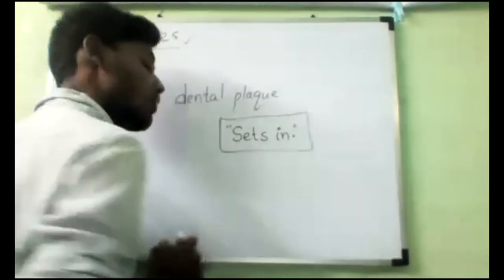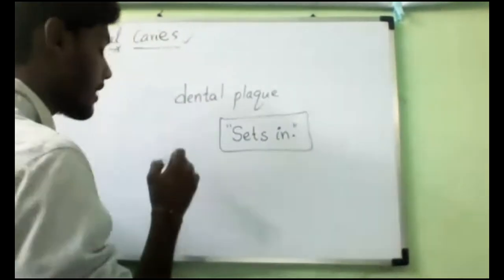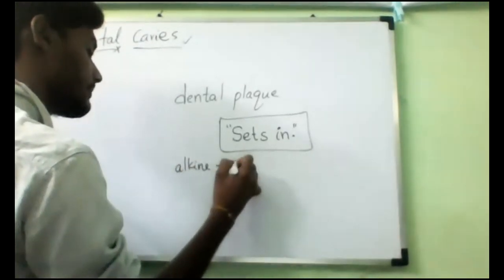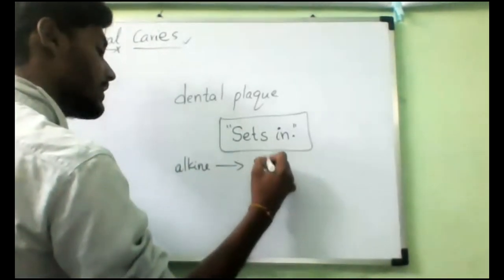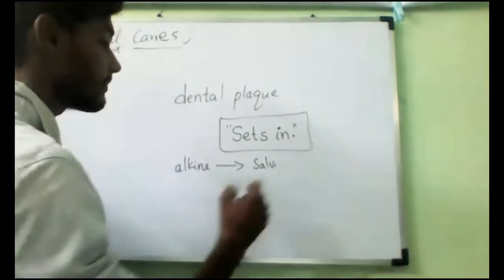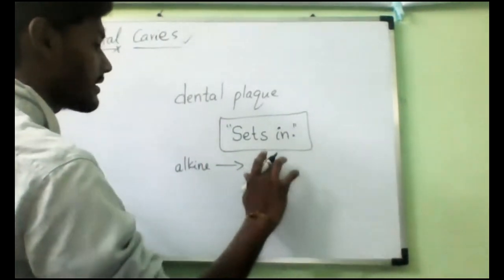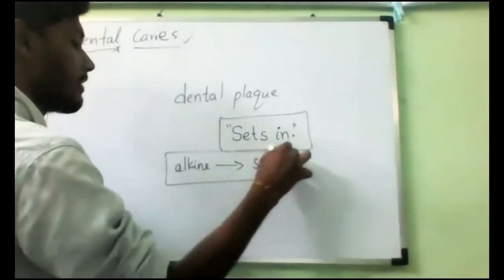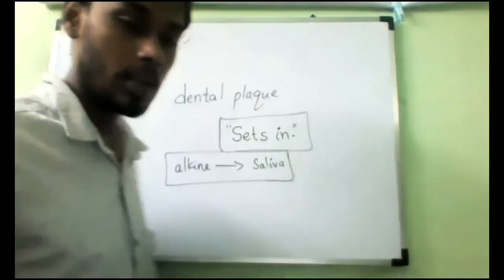So here, what is the substance in our mouth which is basic in nature, alkaline? What is that substance I am asking? Saliva. Saliva, sir. Remember. Understand?